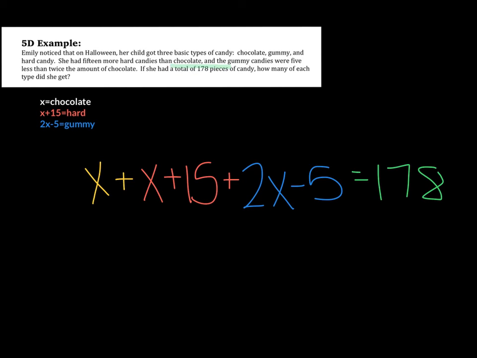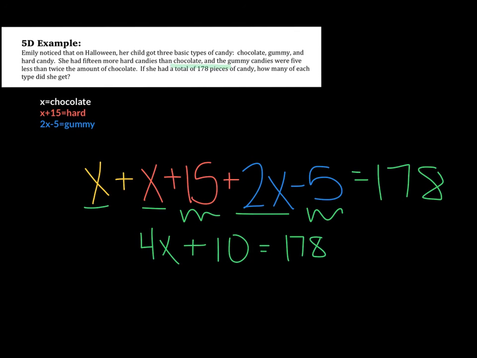For those of you that are curious, I'll go ahead and solve this for you. What you do is you combine your like terms, so that got us 4x plus, and then we have numbers, so 15 minus 5 is 10. That equals 178. Subtract 10 from both sides. You have 4x equals 168. And when you divide both sides by 4, you will get x equals 42. And if you go back to the old problem, you will see that we, in fact, did have 42 chocolate pieces.